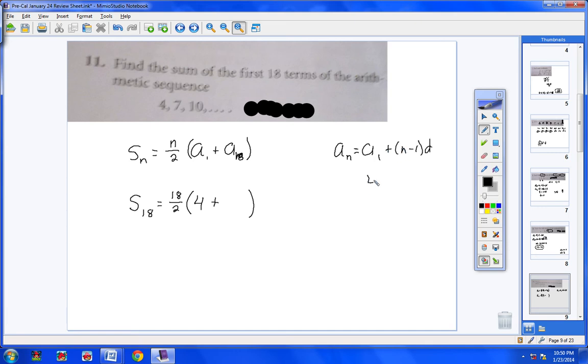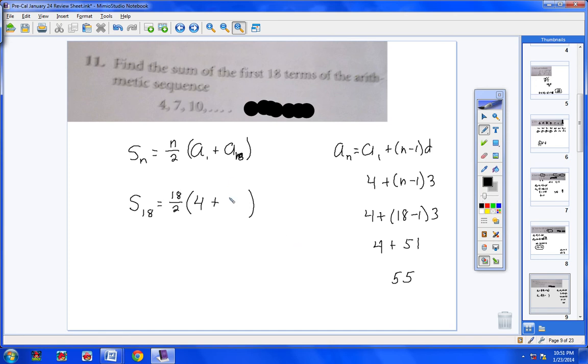So a subscript 1 is 4 plus n minus 1. Now of course the common difference, as you can see, is 3. We're adding 3 over and over. So now put 18 in for n real quick. So 4 plus 18 minus 1 times 3. 18 minus 1 is 17. So now we have 17 times 3, which would be 51. And then 4 plus 51 would be 55. So there, we very quickly found the 18th term.